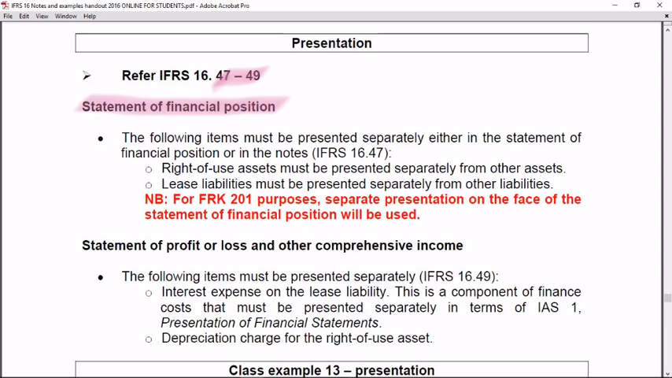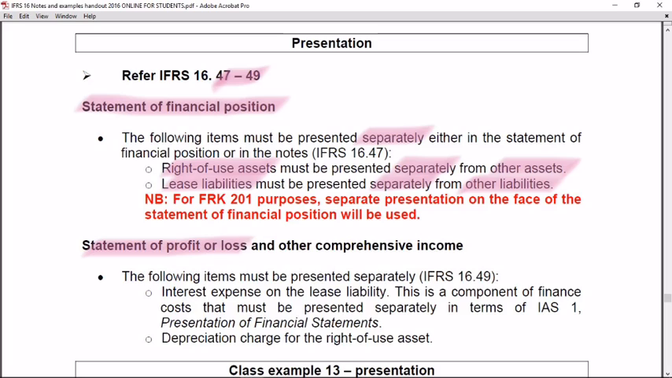The following items must be presented separately, either in the statement or in the notes. The right of use asset must be presented separately from other assets. Lease liabilities must be presented separately from other liabilities. Please note, for FRK 201 purposes, separate presentation on the face of the statement of financial position will be used. We will not make use of the option to separately present in the notes.